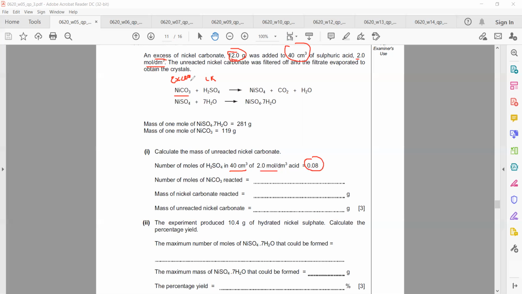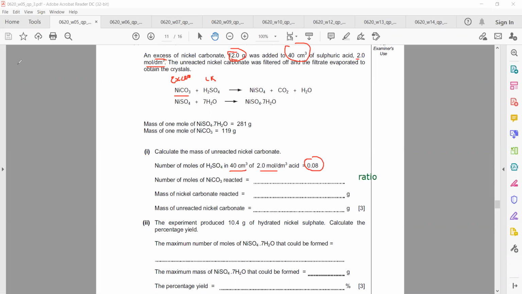So how will we know how many are reacted? We'll take a ratio. Why did we not use a formula here? Because if I use a formula, I will get the moles, but that is the total moles of nickel carbonate, not the one which is reacted. So to solve this part, I will use a ratio.